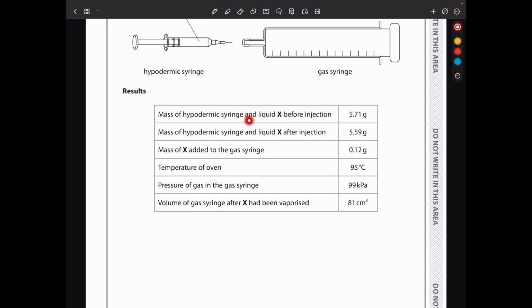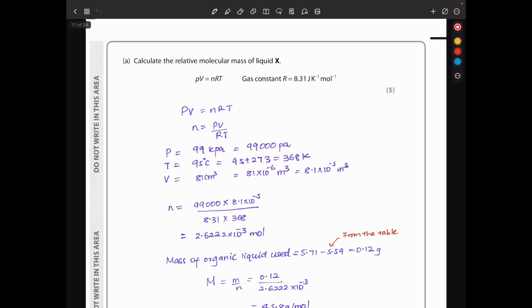This is the mass, syringe and liquid before injection. This is after injection. Mass of the gas in the syringe. We have the temperature, we have the pressure, and the volume. So they say calculate the relative molecular mass of X. I'm going to use the values from the table. They want us to use this formula. So PV = nRT, and therefore n is equal to PV over RT.